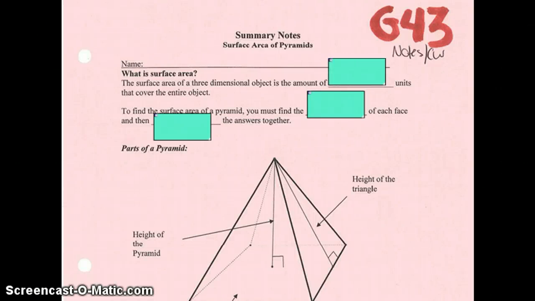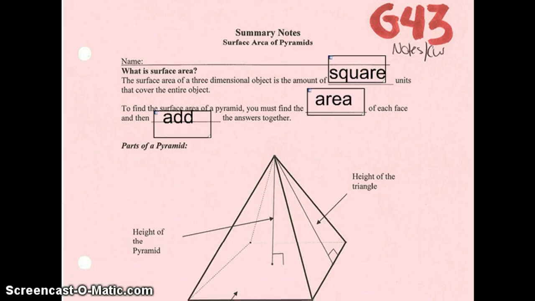These are the G43 summary notes on surface area of pyramids. What is surface area? The surface area of a three-dimensional object is the amount of square units that cover the entire object. To find the surface area of a pyramid, you must find the area of each face and then add the answers together. So this is the same as when we found the surface area of prisms and cylinders.